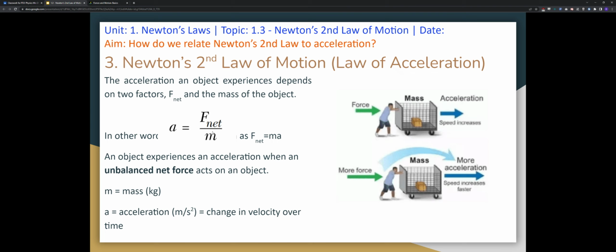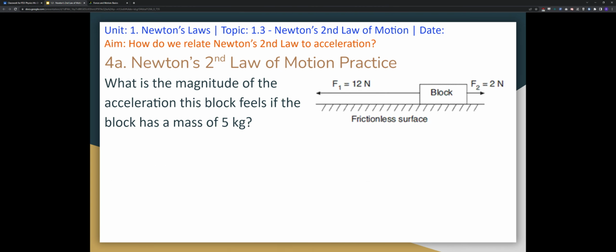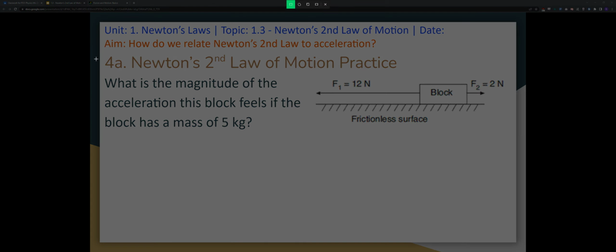So Newton's second law basically states that an object experiences acceleration when an unbalanced net force acts on the object. This is when your net force is not equal to 0. Again, the true definition of acceleration is the change in velocity over time. That's very important. So let's do a practice problem.